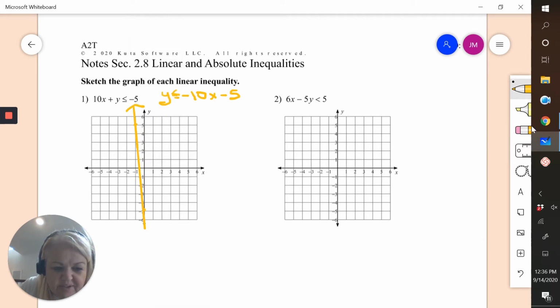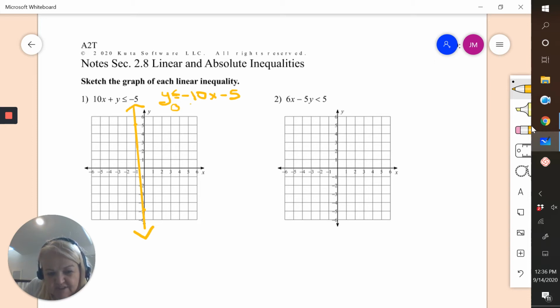Now, this is going to involve, remember, less thans have an infinite amount of solutions. So it's going to involve shading. So which side of the line do we shade? Well, we pick a test point on one side of the line. You can pick 0, 0, that's the easiest test point. And I plug it into my equation.